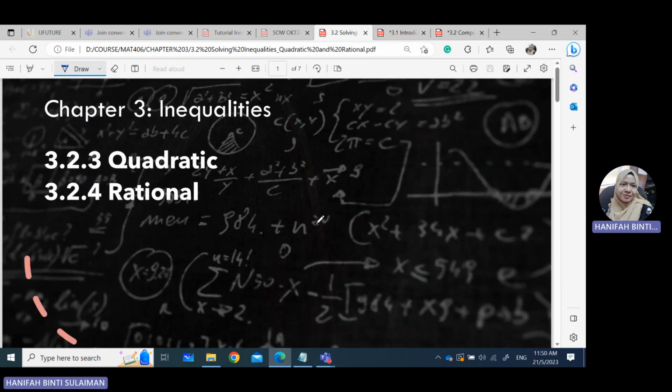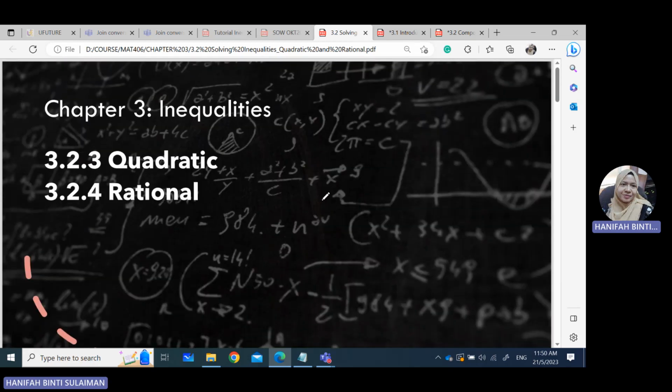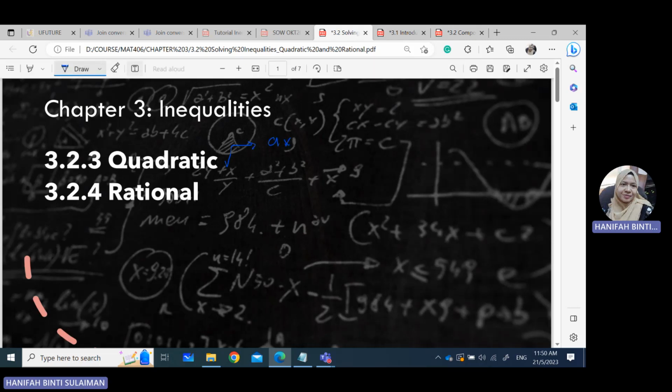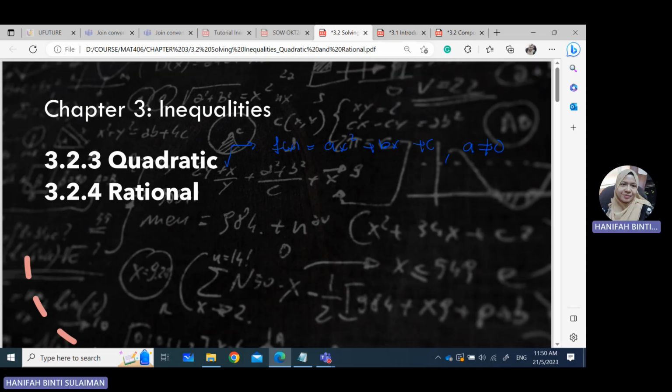Alright, so next is quadratic inequalities. So macam kita sebut tadi, quadratic is based on the quadratic equation, which is the function in terms of ax squared plus bx plus c, where a cannot be equal to 0. So kalau a kosong, dia tak akan jadi quadratic lah, dia akan jadi linear.